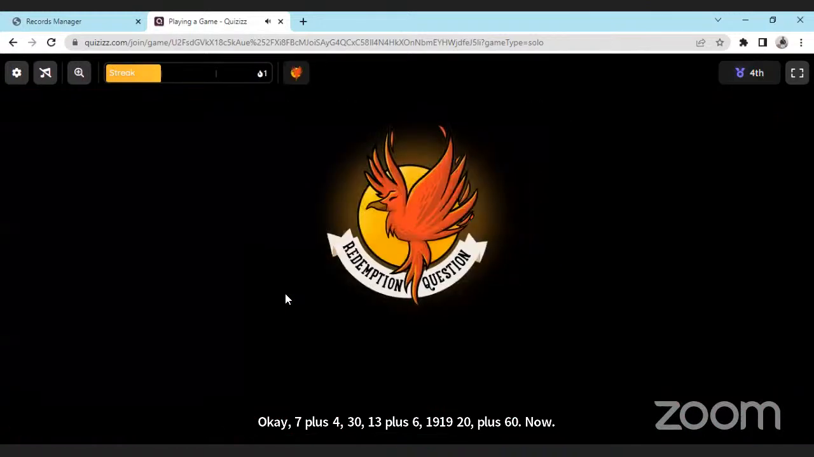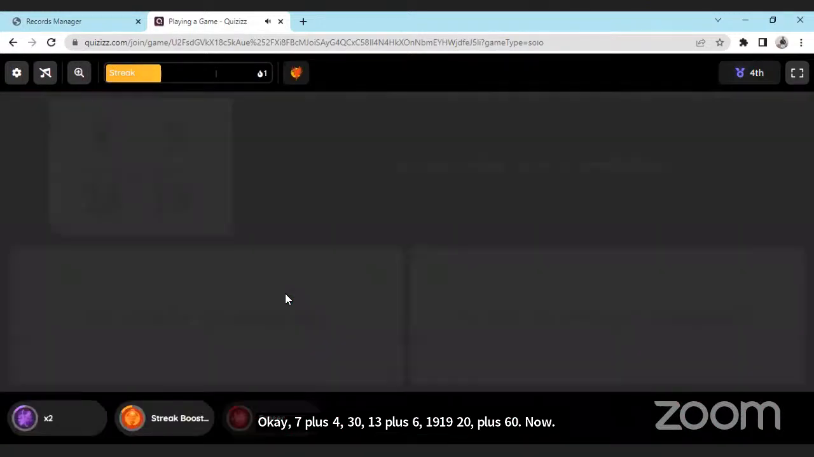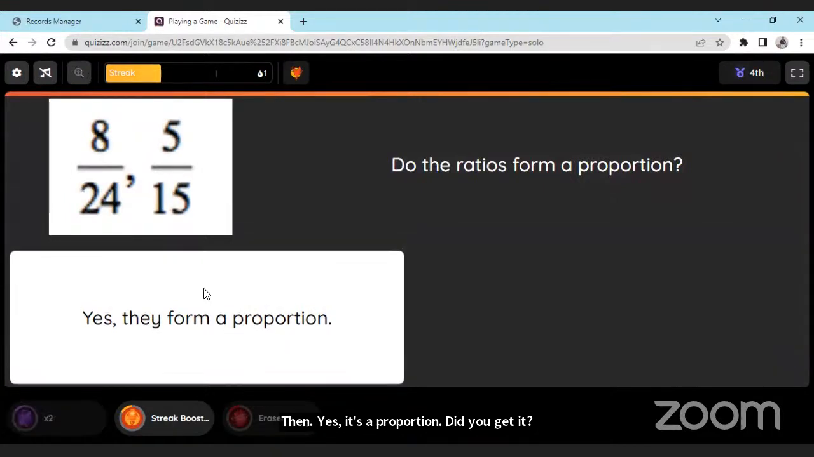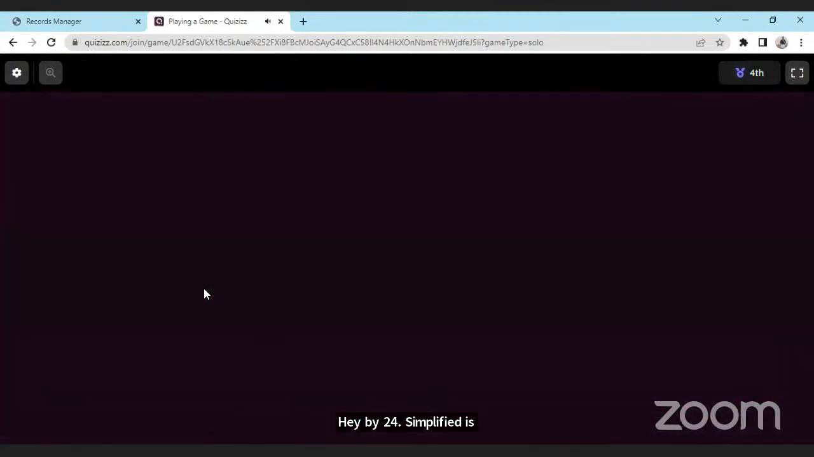Previous one we missed. So 8 by 24 is 1 by 3. 5 by 15 is also 1 by 3. Then yes, it's a proportion. Did you get it? 8 by 24 simplified is 1 by 3. 5 by 15 is also 1 by 3. So yes, they form a proportion.